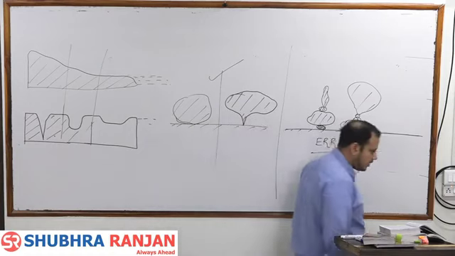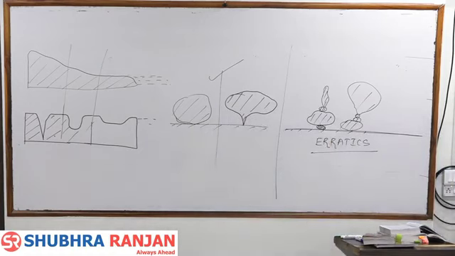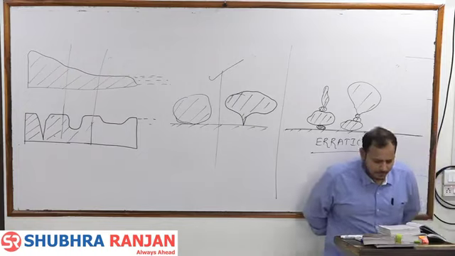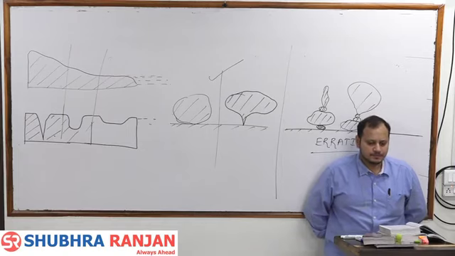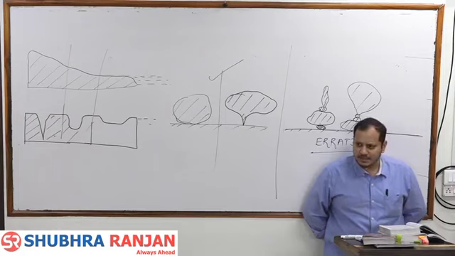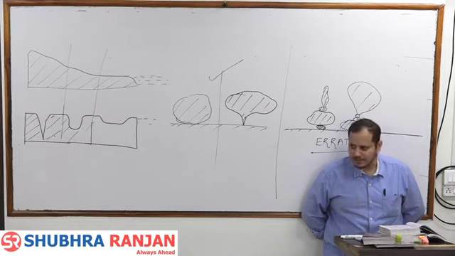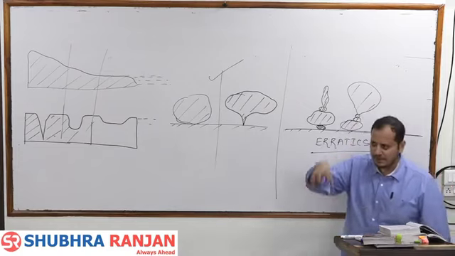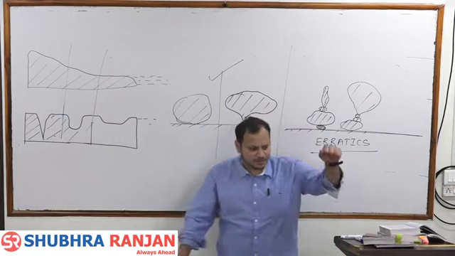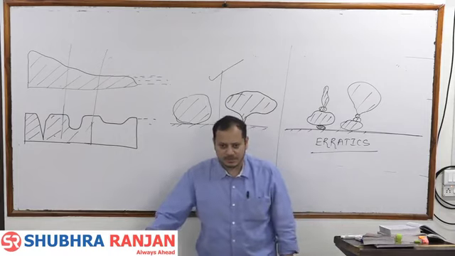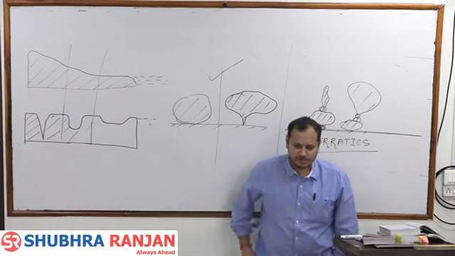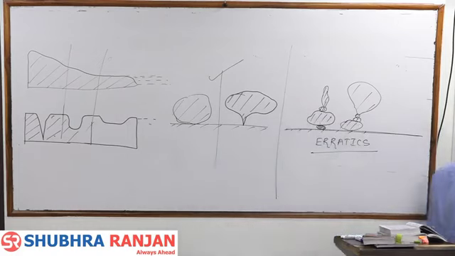the processes operate with varying intensity. Now why is the intensity different? Intensity, strength, because structure is different. The strength of the processes is different because structure is different. You cannot erode this, but you can easily erode this because it is a soft rock. So processes operate with varying intensity because lithology or rock structure changes.